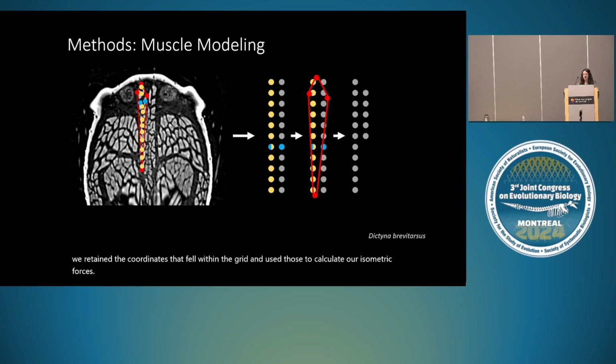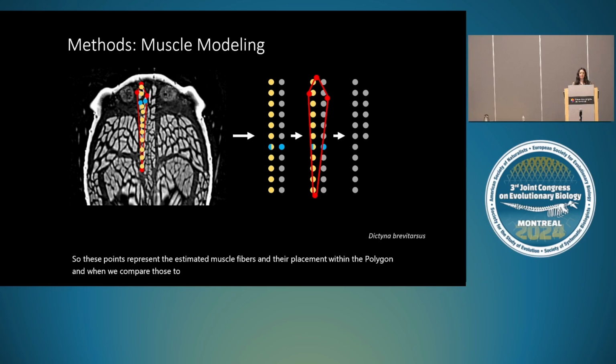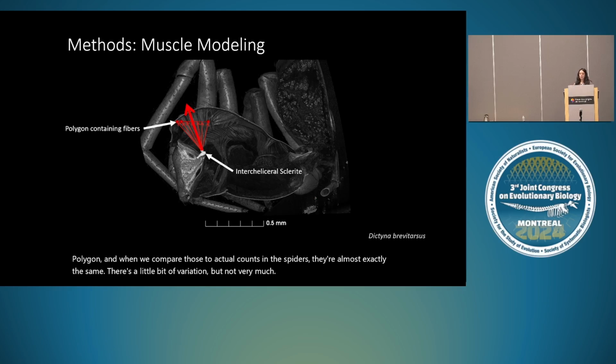So these points represent the estimated muscle fibers and their placement within the polygon. And when we compare those to actual counts in the spiders, they're almost exactly the same. There's a little bit of variation, but not very much. Once we had our coordinates, we calculated the force vector of each of the muscle fibers, which are represented by these small arrows. And then we summed those vectors to produce a single isometric contractile force value. And once we had all of our force values, we size corrected those so we could compare across our spider species.